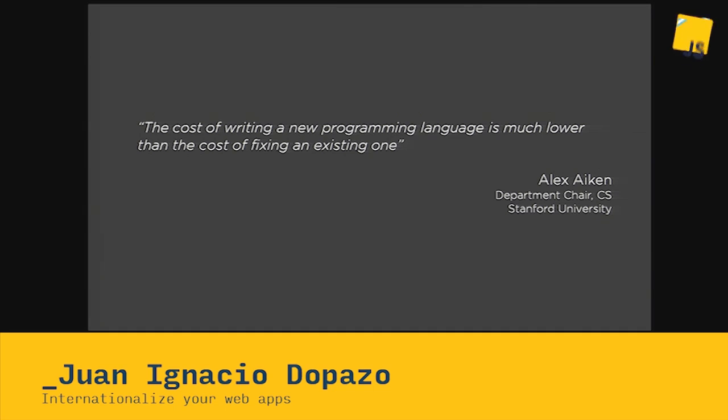And he was explaining why he thinks that even though we have really popular languages such as Java or C++ or JavaScript, we still see new languages coming up every day. In JavaScript, we see lots and lots of languages that actually compile to JavaScript. And the reason he says is that it's less costly to write a new language than to go and modify one and fix one.